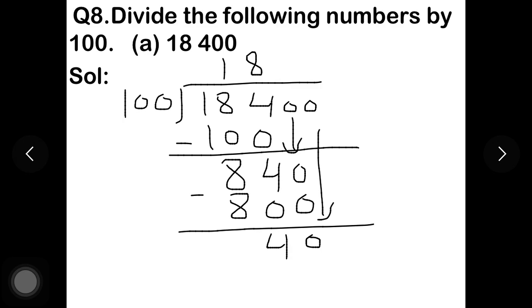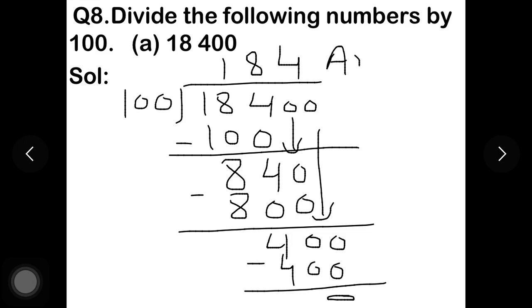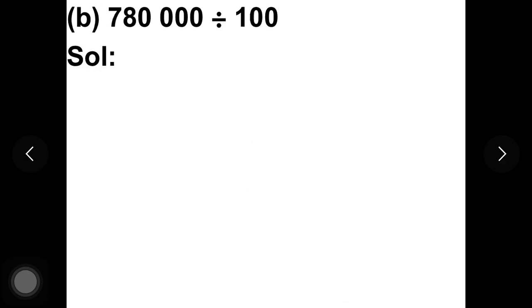Next digit is 0. 101 is 100, 102s are 200, 103s are 300, 104s are 400. Subtract 0 and the answer is 184. Now part B, the value of part B is 780,000 divided by 100.